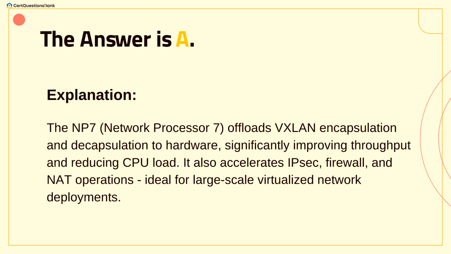The NP7, Network Processor 7, offloads VXLAN encapsulation and decapsulation to hardware, significantly improving throughput and reducing CPU load. It also accelerates IPsec, firewall, and NAT operations, ideal for large-scale virtualized network deployments.